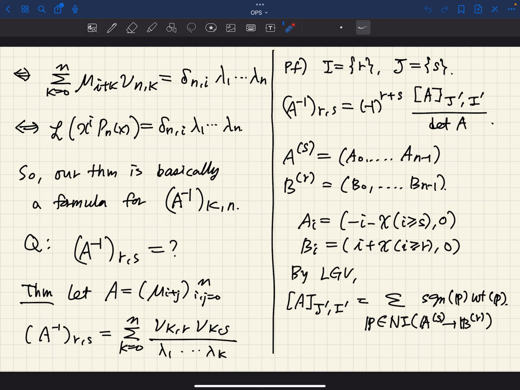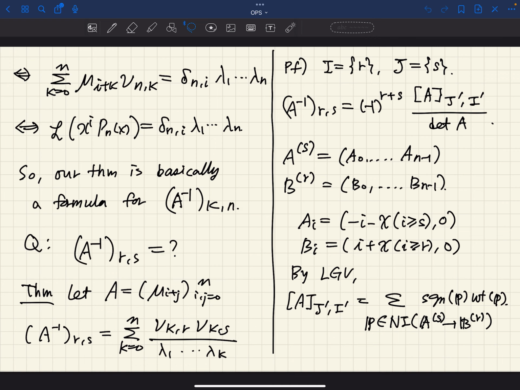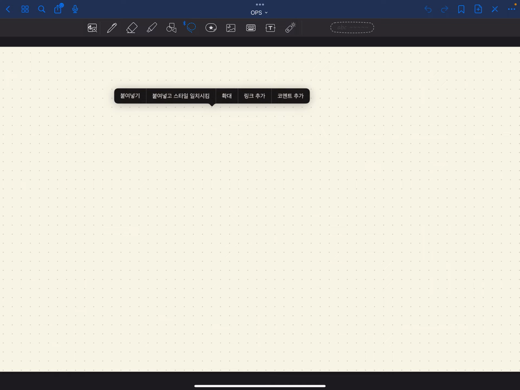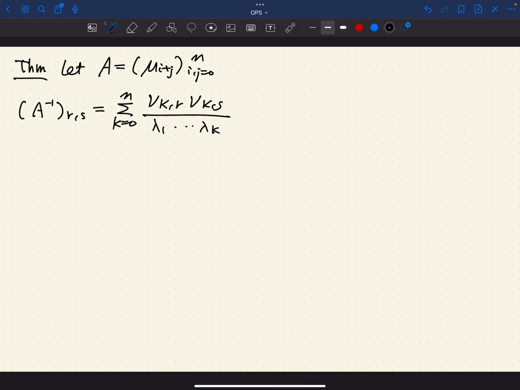And after the talk, Dr. Minho Song pointed out to me that this can be seen as an LDU type decomposition, and I think that's interesting. So let me tell you a little bit about that. So here's the review. So we have this.